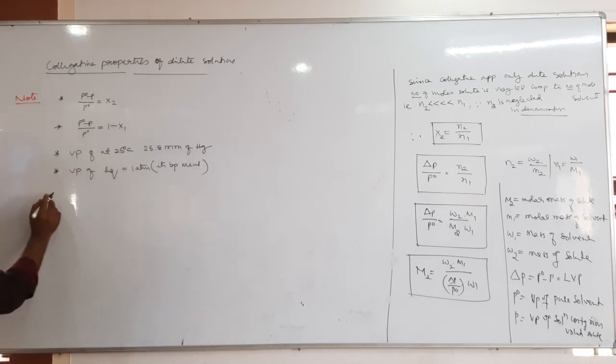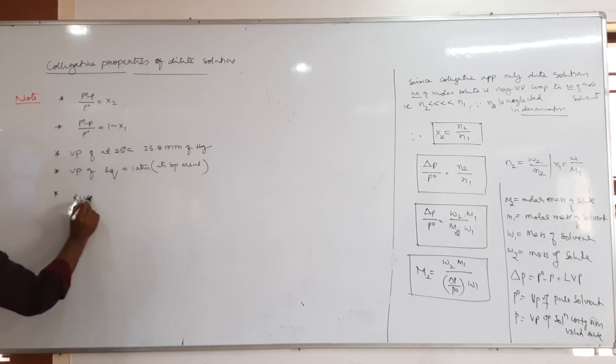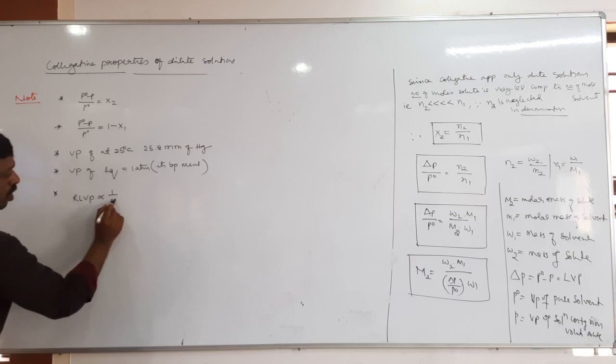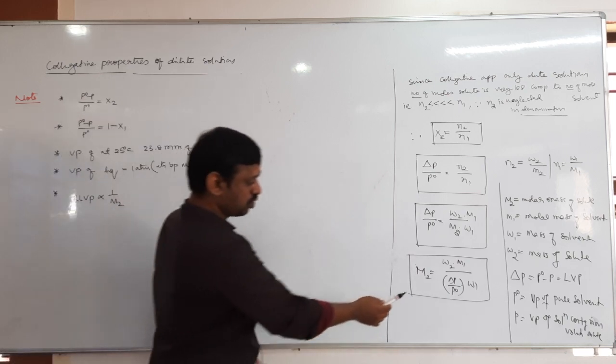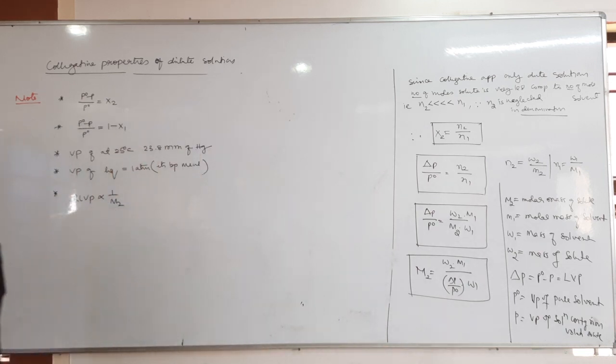Next, another hint. We know that RLVP is a colligative property. Is RLVP inversely proportional to the molar mass of the solute or not? You see here, molar mass and RLVP, how are they related? Inverse. So all the colligative properties are inversely proportional to the molar mass of the solute.